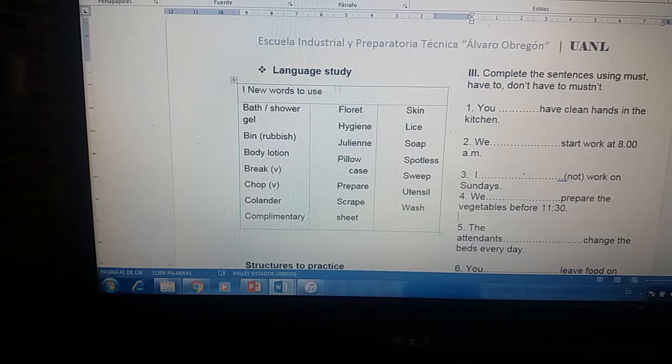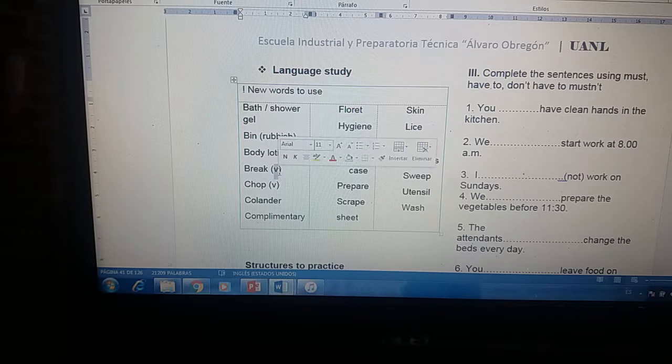Then we have the vocabulary of this unit. We have the new words to use. We have bath or shower, bin or rubbish, that is the same, body lotion, break. When you find this V, remember that we're talking about a verb, okay? Cuando encuentren la V, estamos hablando de verbos. Break, chop, colander, complimentary, floret, hygiene, Julian, pillowcase, prepares, scrape, sheet, skin, soap, spotless, sweep, utensil, and wash.